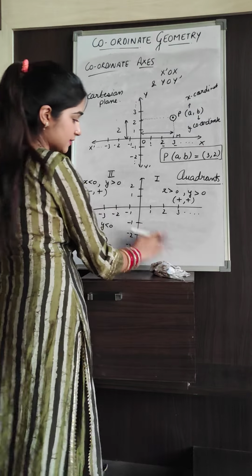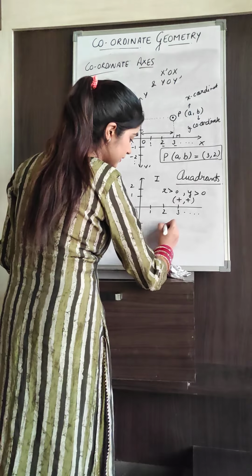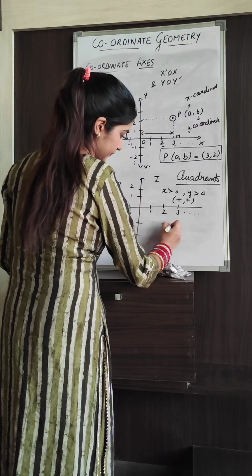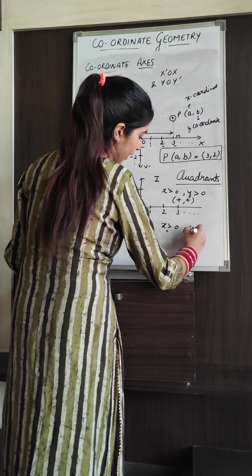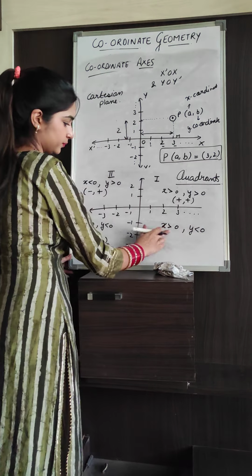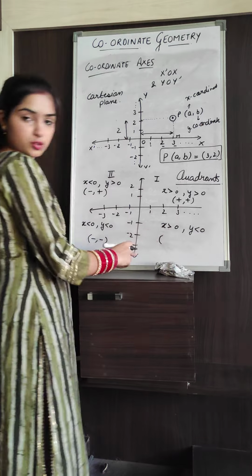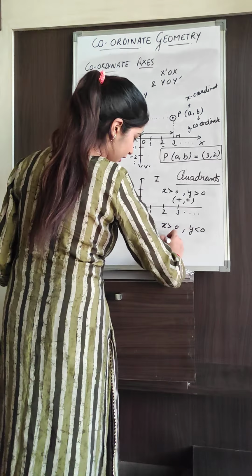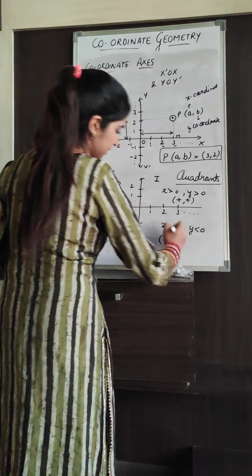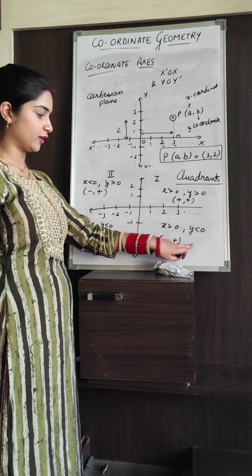And here x is positive but y is negative. X is greater than 0 and y is less than 0. Means here those points lie whose x coordinate is positive and y coordinate is negative.